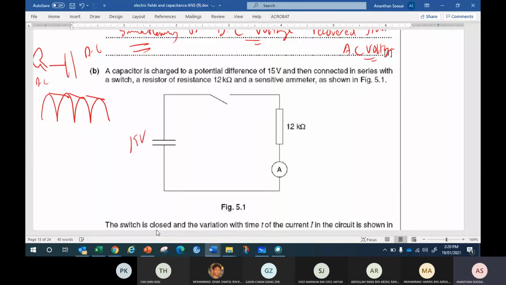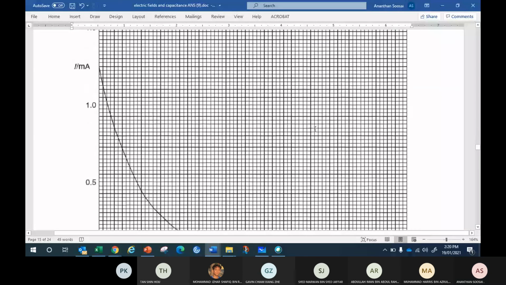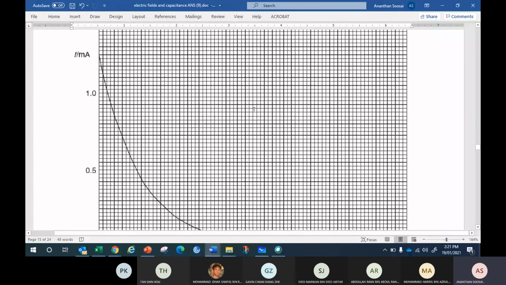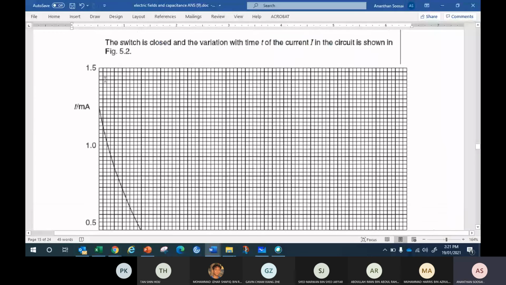So a 15 volt supply is connected in series with a 12 kilo ohm resistor and a capacitor. The capacitor is charged, then the switch is closed, and the variation of current with time in the circuit is shown in the figure. The current across the resistor drops exponentially. We can see the initial current. So this is the I versus T graph.